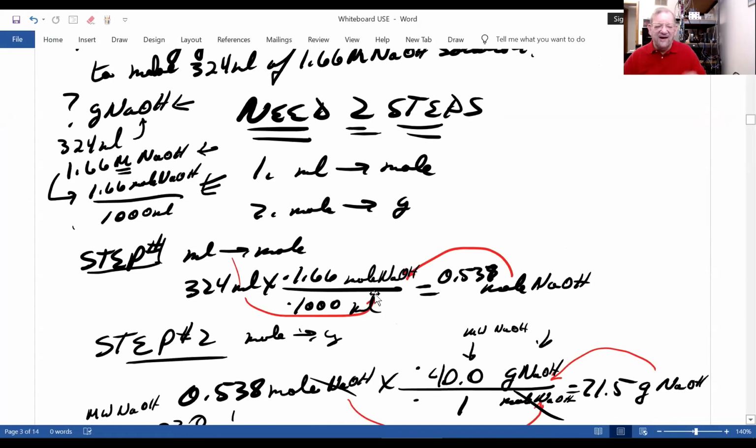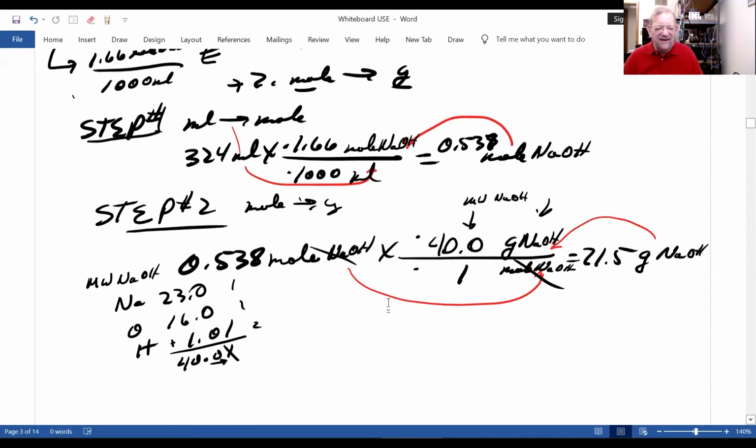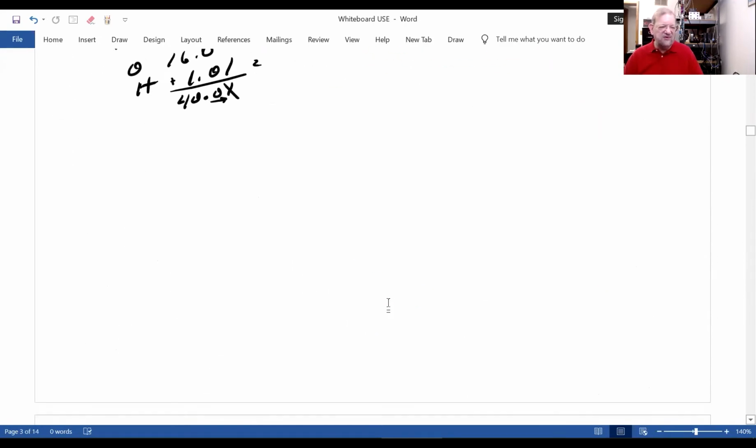Wrong problem. That's something else from the chapter. 2 steps. First step, convert the milliliters to moles. We did that this morning. Second step, convert the moles to grams. You did that for test 2. And now Dr. White's going to let you try one.